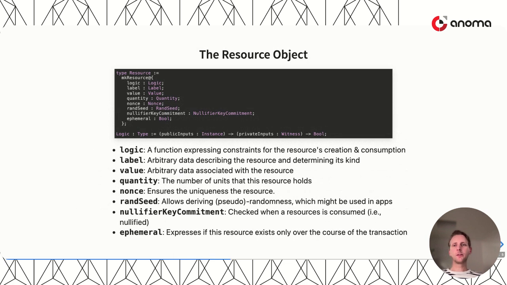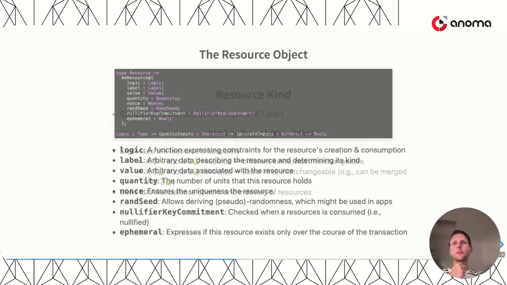This is important in the shielded case, and when you consume a resource, there is a nullifier mechanism or nullification mechanism we'll briefly touch on later. However, this is important for this mechanism. And then there's an ephemeral flag that can be true or false. This flag basically says that this resource can only exist over the course of a transaction, which is something you need under special situations, which we'll also briefly touch on later.